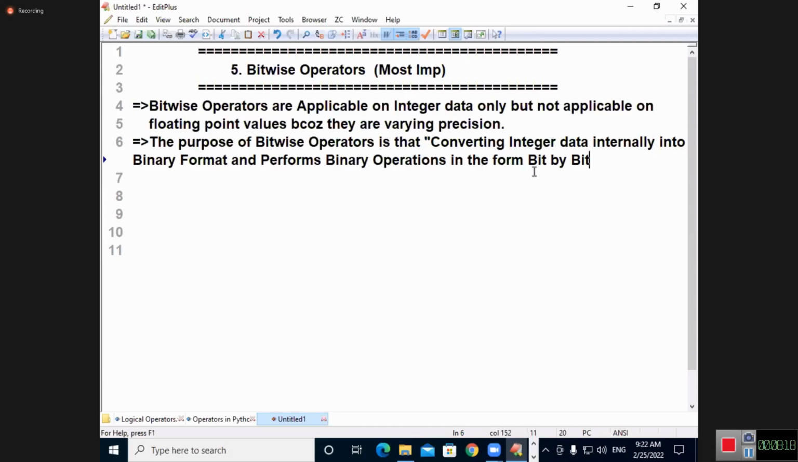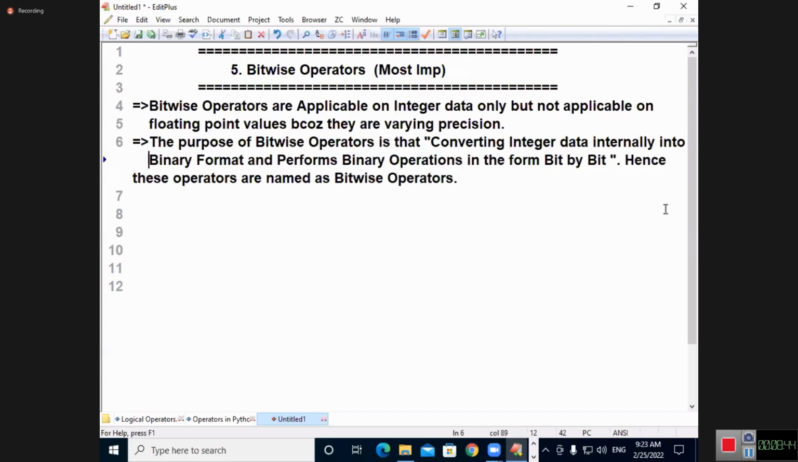How are the operations done? Bit by bit. That's why they are named bitwise operations, and hence these operators are named bitwise operators. Of course, I need not write this sentence. Why are they named bitwise operators? I just want to give you clarity in this case. And hence these operators are named as bitwise operators.